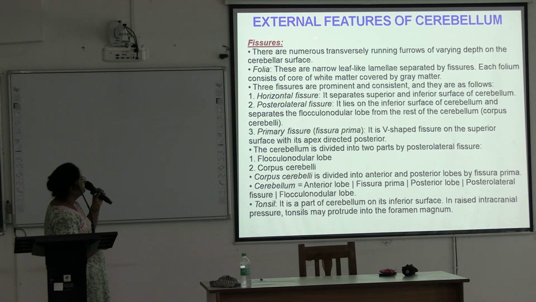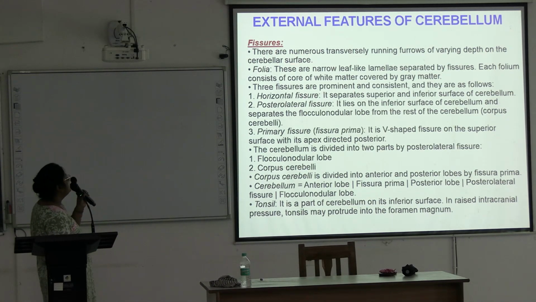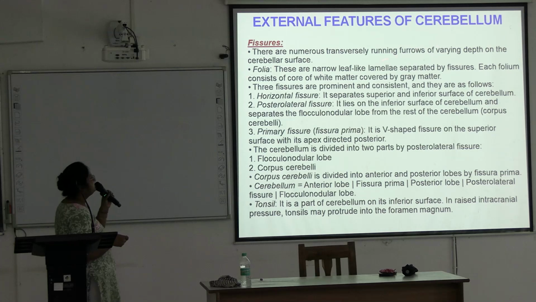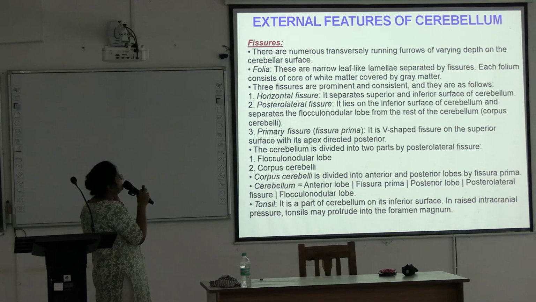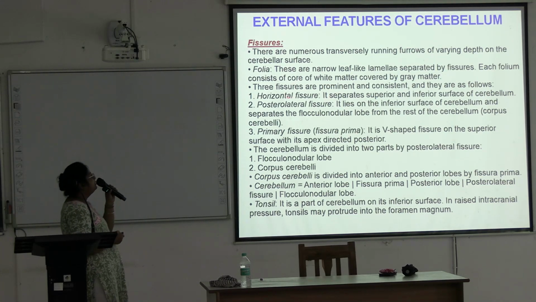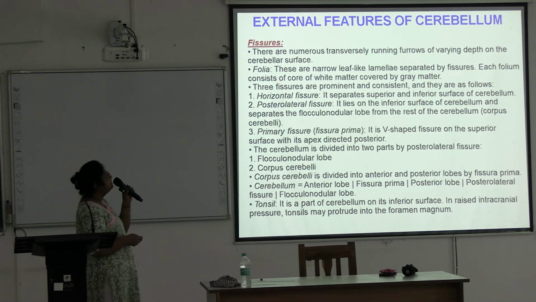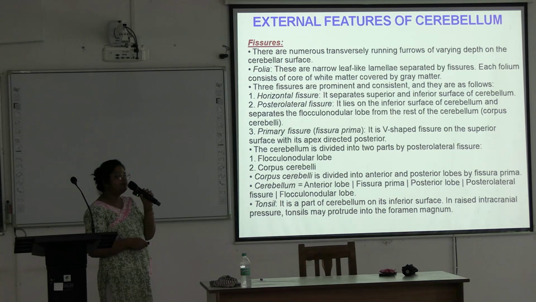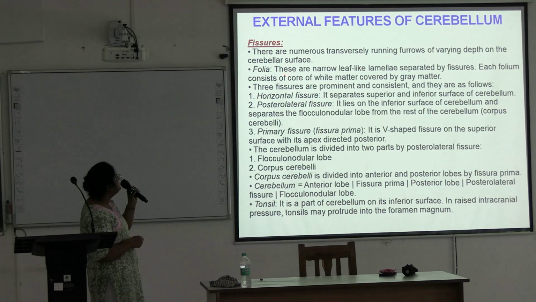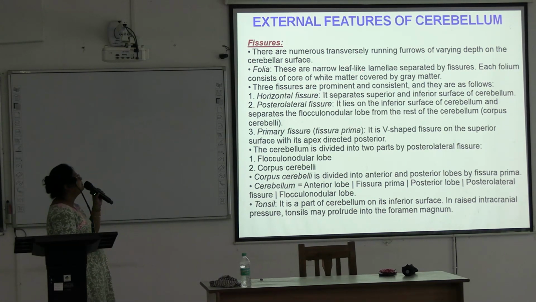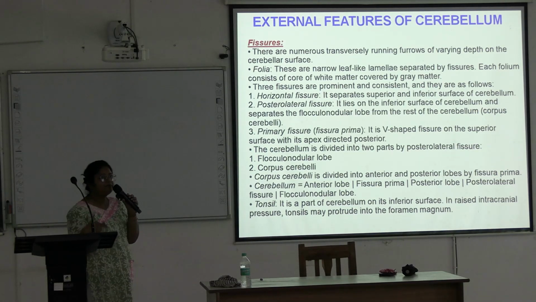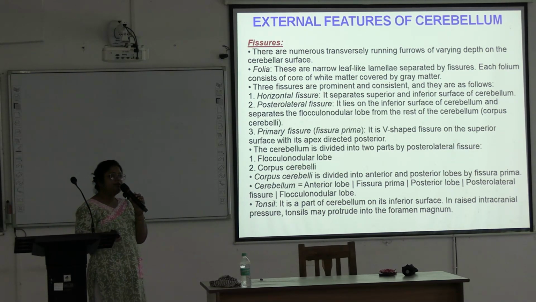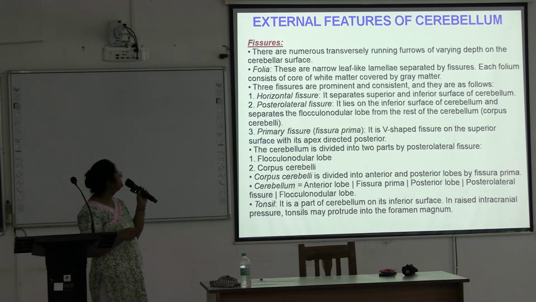Next we are going to the fissures. There are numerous transversely running furrows of varying depth on the cerebellar surfaces. What are folia? These are narrow, leaf-like lamellae separated by the fissures. Each folium consists of a core of white matter covered by grey matter, like the cerebrum. The inner core is white matter and the outside is grey matter.